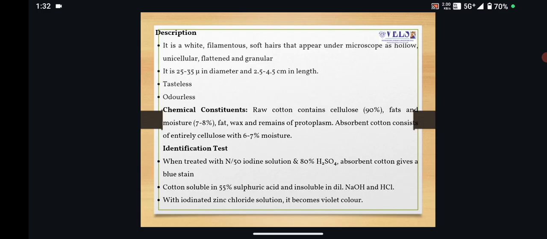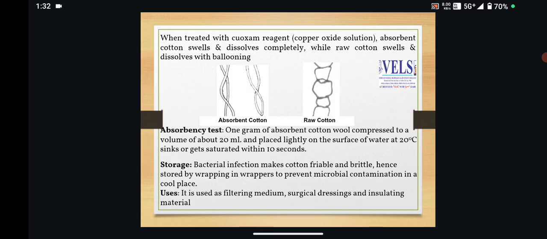Identification test: when treated with N/50 iodine solution and 80% sulfuric acid, absorbent cotton gives a blue color stain. Cotton is soluble in 55% sulfuric acid and insoluble in dilute sodium hydroxide and hydrochloric acid. With iodinated zinc chloride solution, it becomes violet in color. This is a test used to differentiate raw cotton from absorbent cotton. The test is called the cuoxam test. Chemically, cuoxam is nothing but copper oxide solution. Absorbent cotton uniformly swells and dissolves, whereas raw cotton swells unevenly, the uneven swelling indicating balloon-like swelling. One more test used to differentiate raw cotton and absorbent cotton is called the absorbency test.